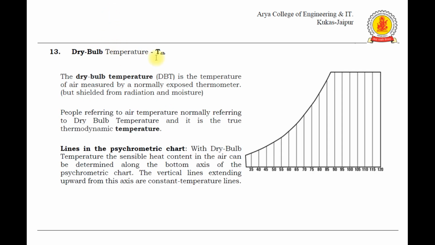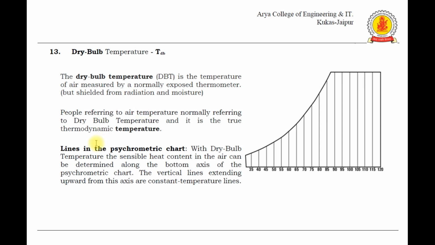Next term is dry bulb temperature, TDB. The dry bulb temperature is the temperature of air measured by a normally exposed thermometer. The reading we are taking with a normal thermometer is called dry bulb temperature. Usually we refer to it as normal temperature, but when we are measuring it, we refer to it as dry bulb temperature.